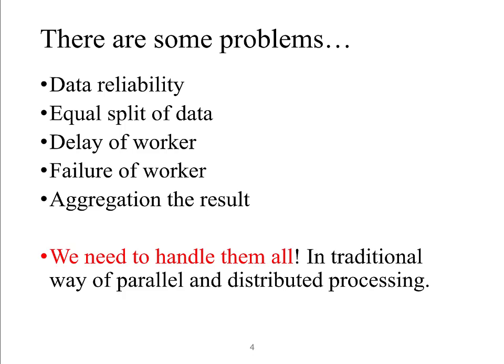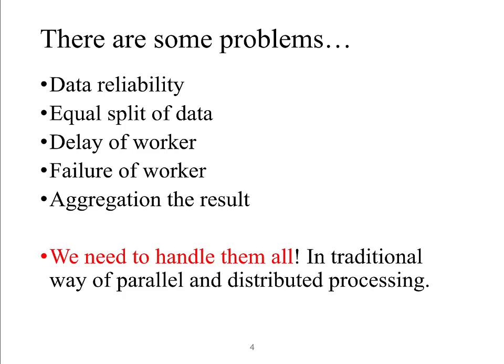And equal split of data, because we divide the data into smaller chunks so that we can assign each machine a chunk as a subtask. So we do want these chunks to be equally large, right? So that there's no individual machine that will be overloaded or underutilized, right?